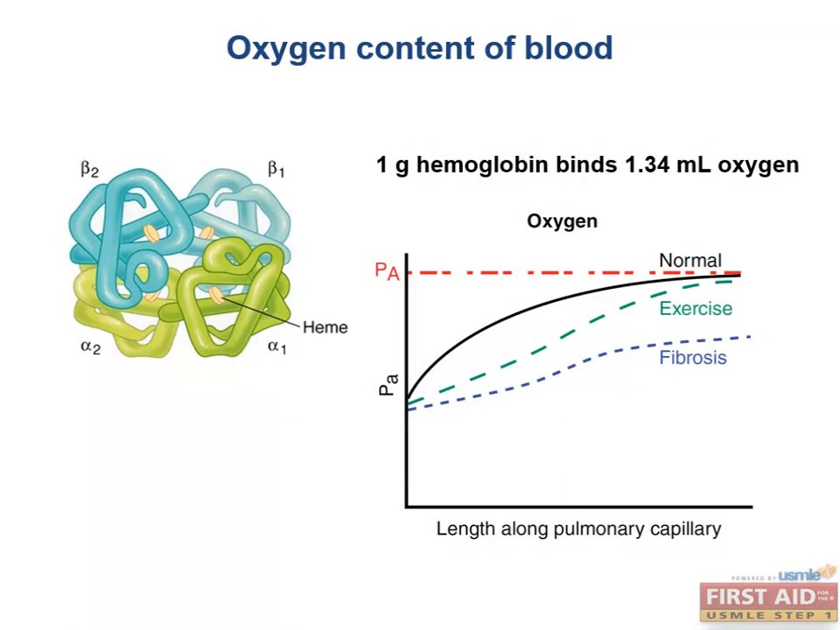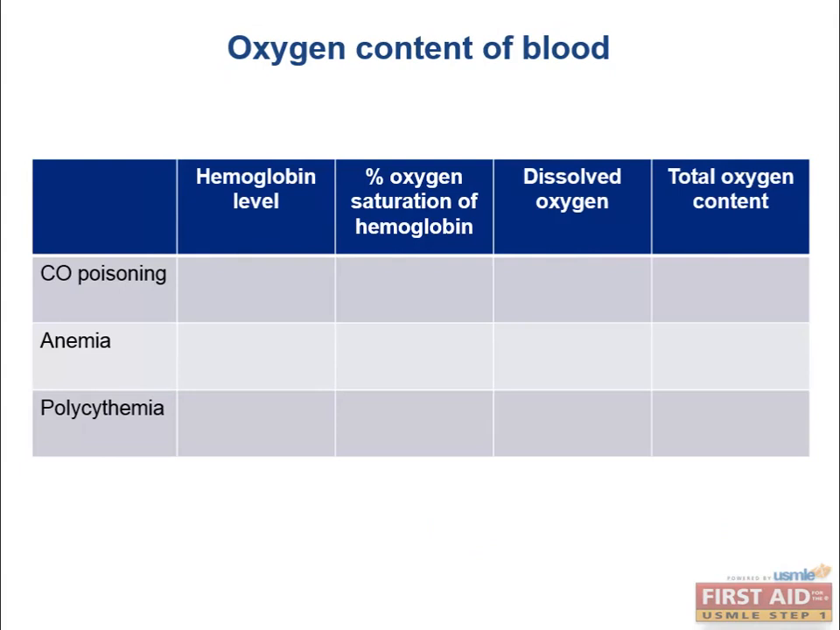The answer is exercise, and we'll talk more about exercise at the end of this section. Let's work through this table together. Do you recall from the hematology section what polycythemia is? That's right, high hemoglobin levels due to red blood cell proliferation.